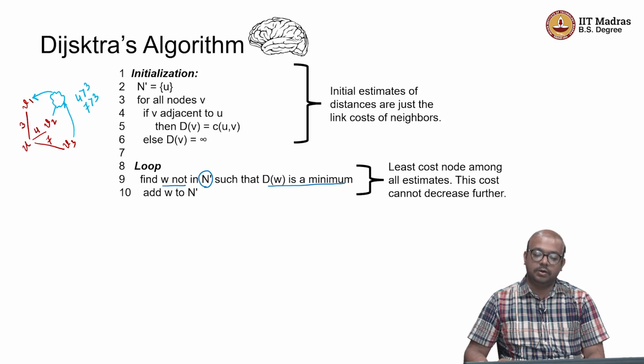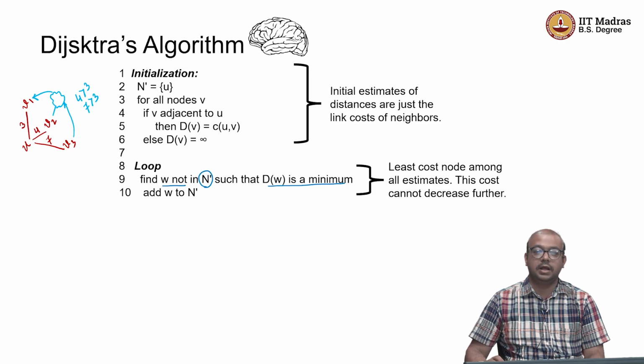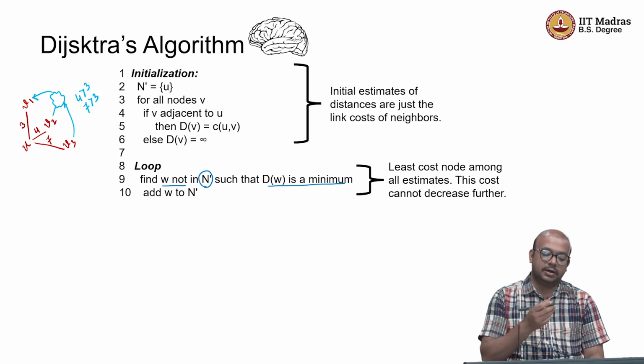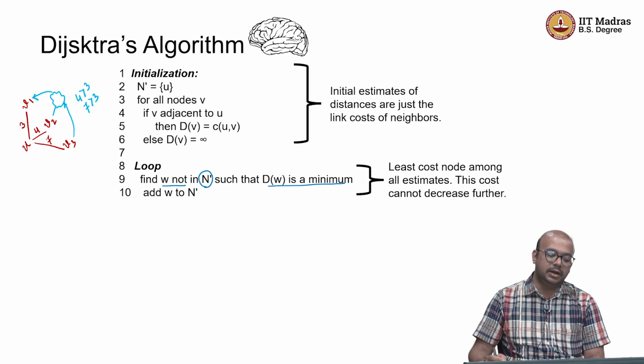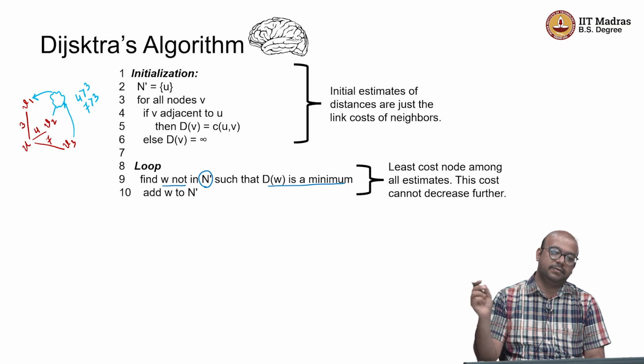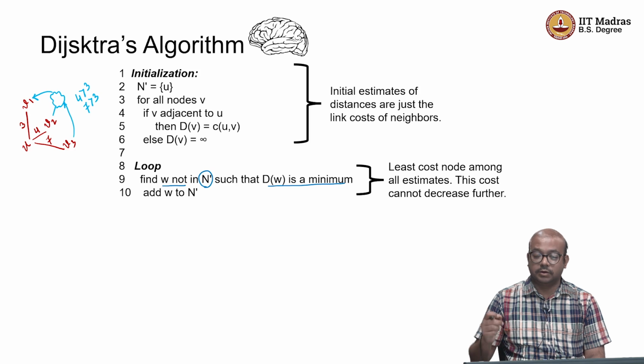And note that Dijkstra's algorithm is going to work on a network graph with only non-negative edge weights. If your edge weights are negative, this argument is not valid, because later you can have a very negative edge weight which is going to bring down the total cost of the path. Here we are only considering positive values of weights.